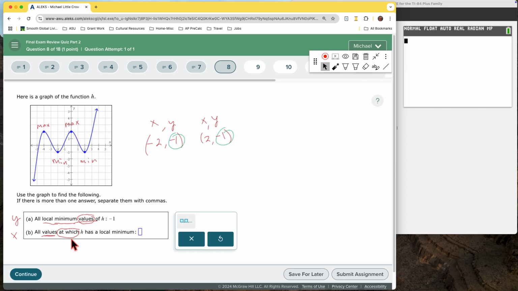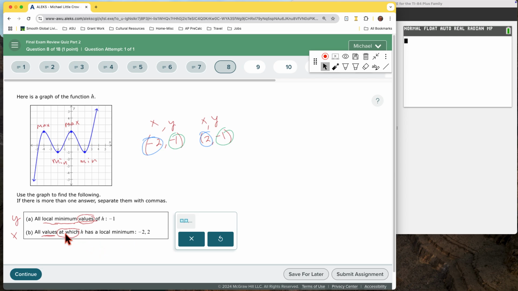All values at which, the two locations though, -2 and +2. Do those in blue. Change the colors. Okay, so that one, I do need to put in both numbers and separate them with commas. No parentheses or anything. It's not an interval. It's a coordinate. It's not even a point. It's the coordinates.